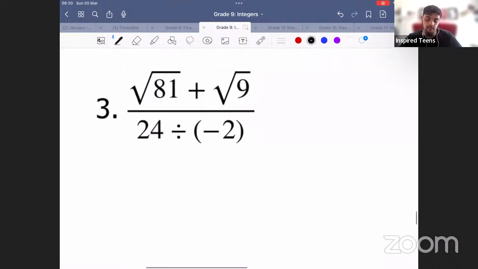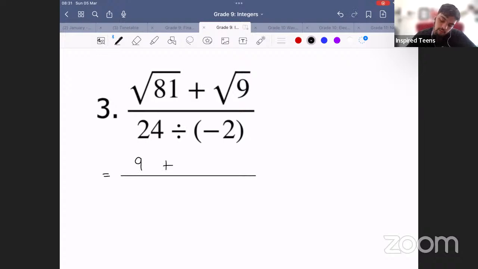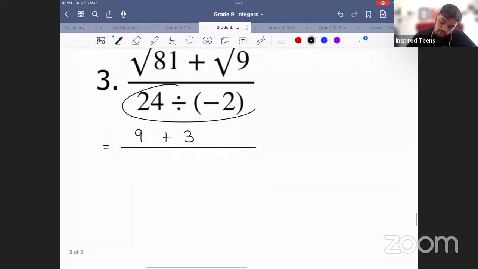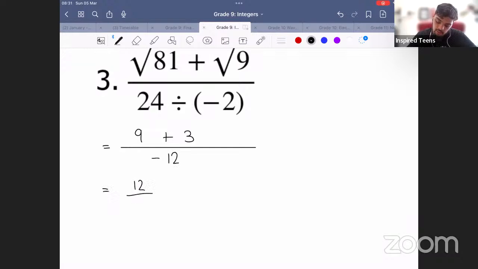Let's look at the last and final one, then we can move on to exponents. Okay, so 81 is the perfect square of 9. So square root 81 is going to be equal to 9. Square root of 9 is actually 3. 3 times 3. 24 divided by -2. So it's a positive divided by a negative, so my final answer is negative. 24 divided by 2 is actually 12. If we simplify, this is 12 over -12. This is -1.